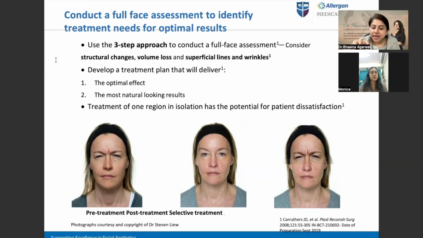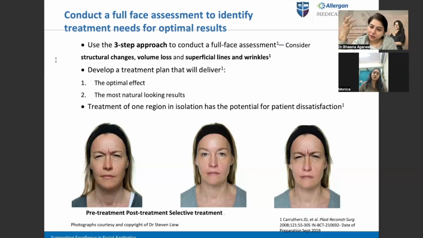Treatment of one region in isolation has the potential for patient dissatisfaction, because what I have seen is individuals who are worried about their under eye hollows sometimes might not be clear what exactly they want. They will feel that the face does not have the same glow that it had before. Now they don't know that the lack of glow is a combination of a lot of factors. It is not just one thing that you are seeking to treat. Some people feel that if they treat their under eye hollows, they will start looking fine.